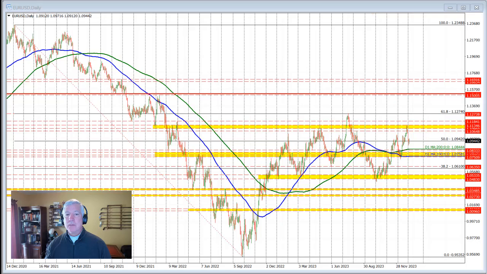So let's get started. All right, there are two levels in play for the euro versus U.S. dollar. One of them is on the daily chart. The other one's on the hourly chart. And both of them have to do with a retracement level. So let's first take a look at the daily chart here.